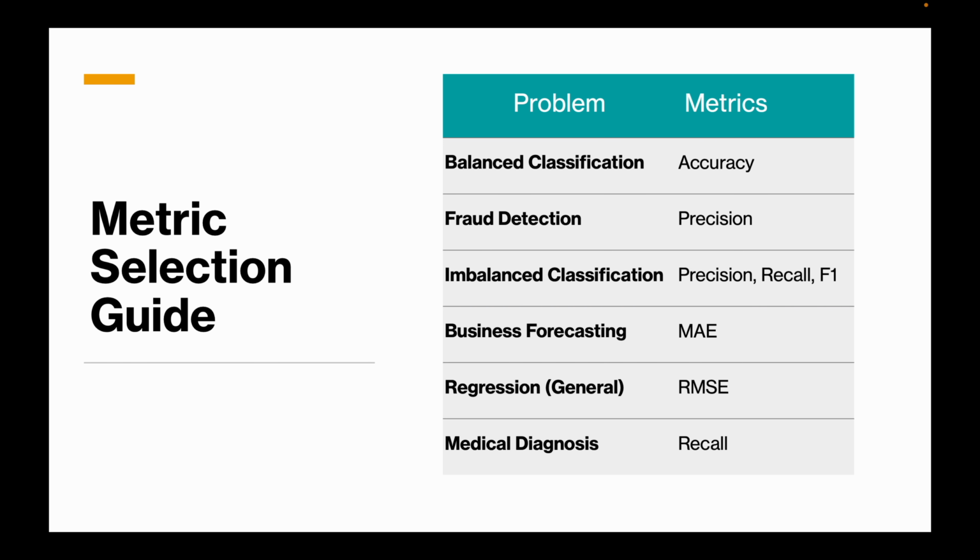For business forecasting, we can choose MAE. For regression, general type, we can choose RMSE. For medical diagnosis, we can choose recall. Therefore, first we have to find the type of the problem and then we can choose the appropriate evaluation metric.